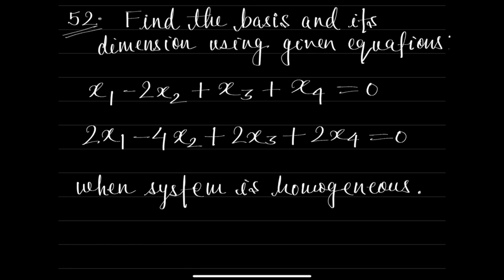Problem number 5.2. Find the basis and its dimension using given equations. The equations we have are x1 minus 2x2 plus x3 plus x4 equals 0, and 2x1 minus 4x2 plus 2x3 plus 2x4 equals 0, so the system is homogeneous. We have to find the basis and its dimension. As the system is homogeneous, we write the given equations in matrix form.